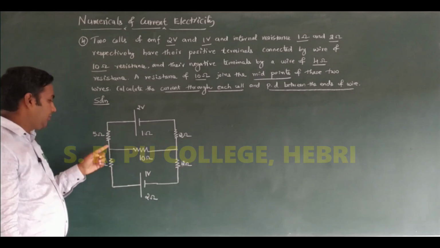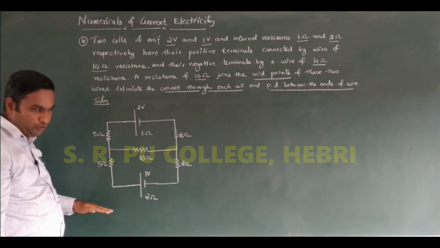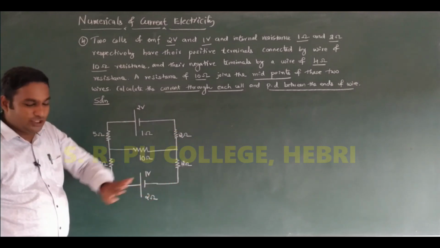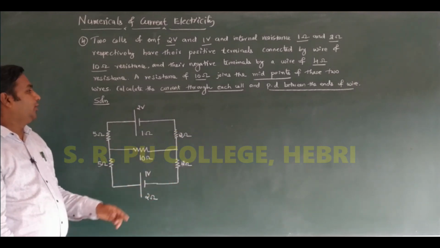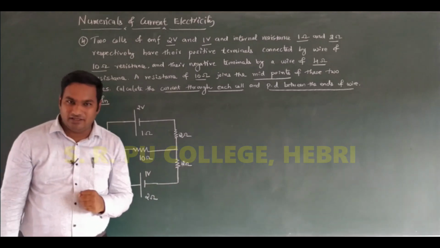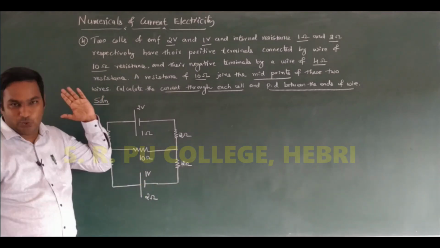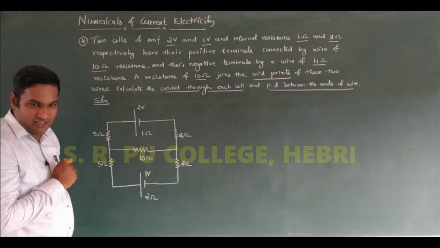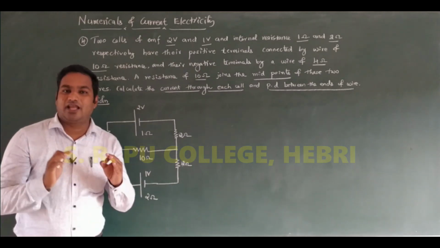With the 10 ohm resistor midpoint, here it became 5 ohm, here it became 5 ohm. With the 4 ohm resistor midpoint, here it became 2 ohm, here it became 2 ohm. Between those midpoints, we connected one more wire of resistance 10 ohm. I consider the circuit like this. In this circuit, I indicate the direction of current.